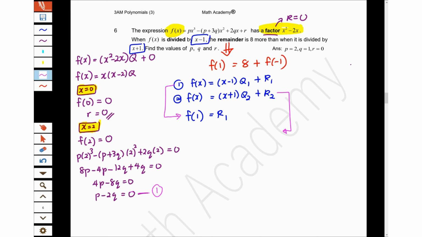From the second equation, I'm going to sub in x is negative 1. So f(-1) equals r2. To get remainder 1 is f(1), and to get remainder 2 is f(-1). That actually forms the red color statement, the immediate response. So f(1), the first remainder, is 8 plus the second remainder. Let's try to get f(1) and f(-1) first.